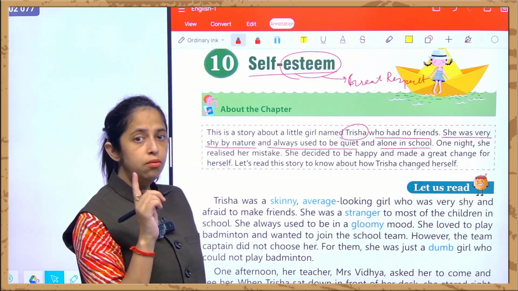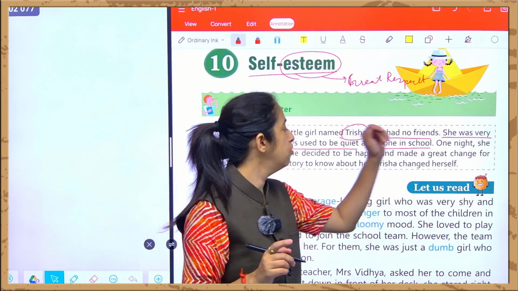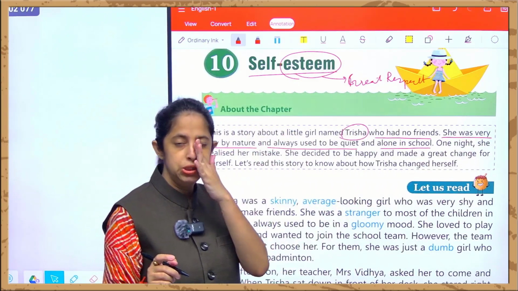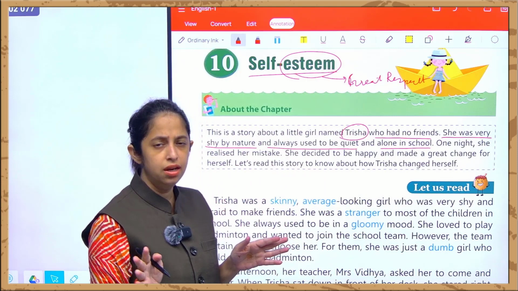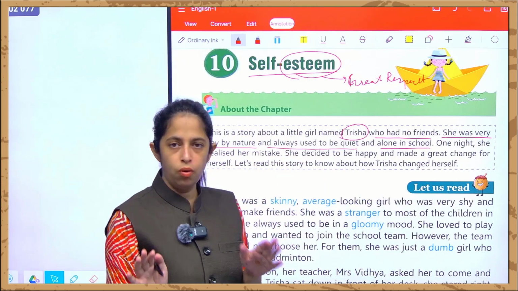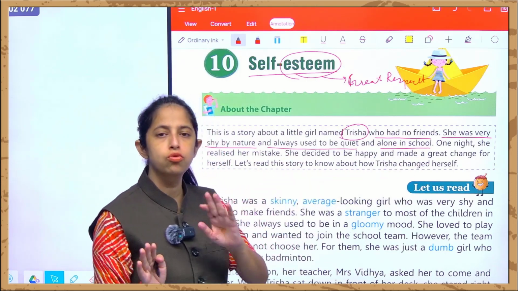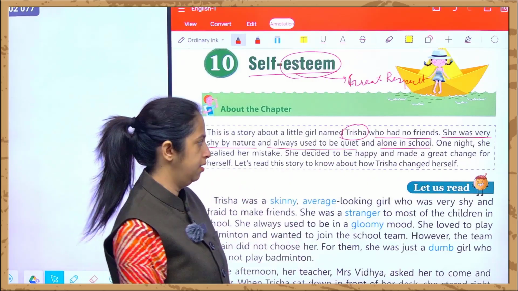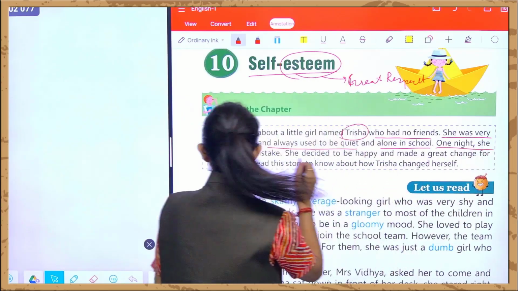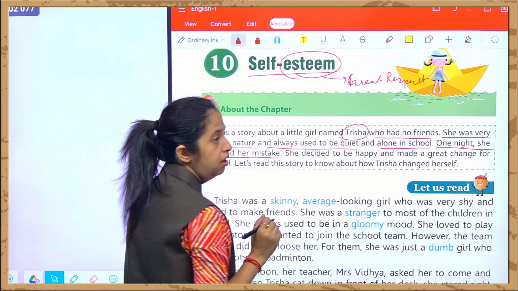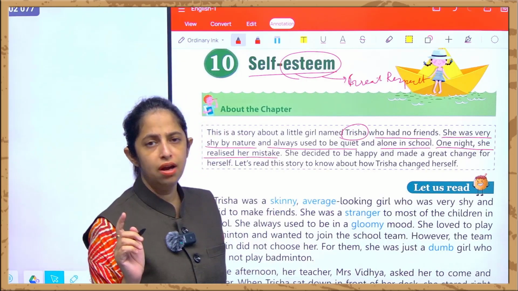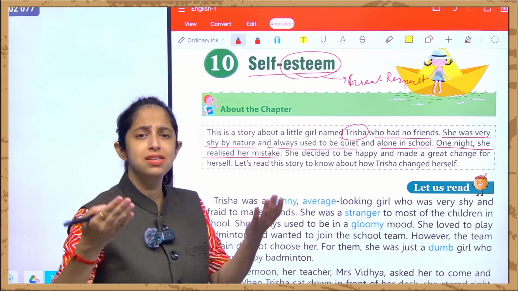One quality we came to know about Trisha is that she was very shy by nature. Shy means बहुत ही ज़्यादा शर्माती हैं, and she always used to be quiet and alone in the school. और स्कूल में हमेशा क्या रहती है? अकेली रहती है. One night she realized her mistake. One night, एक रात, she realized her mistake. Realize means खुद से एहसास हो जाना.